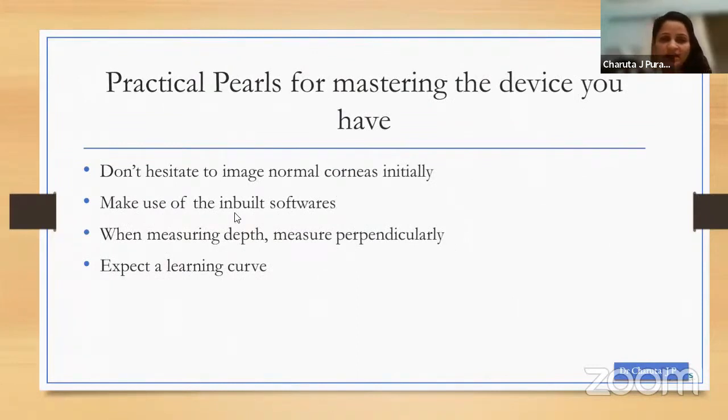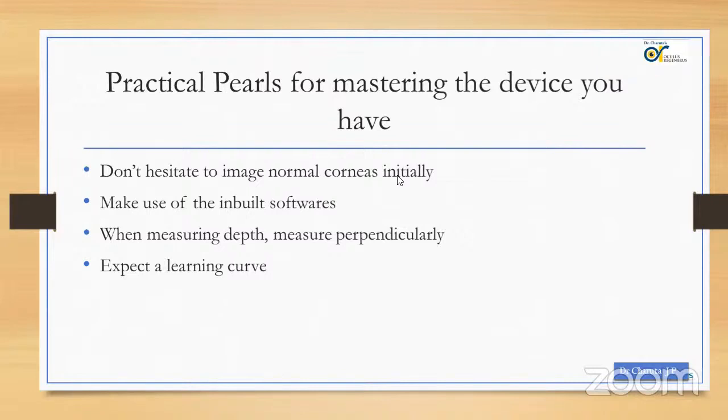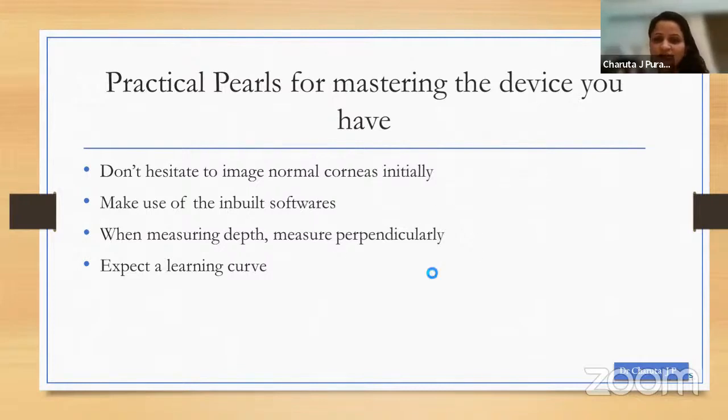So at the end, I'd like to say that once you work with what you have, you can realize that there are a lot of details that can be observed. So don't hesitate to image normal corneas. Keep the axis perpendicular when you're measuring anything, make use of inbuilt software, and measure perpendicularly, and also expect that there is a learning curve in understanding each device and making the best of it.